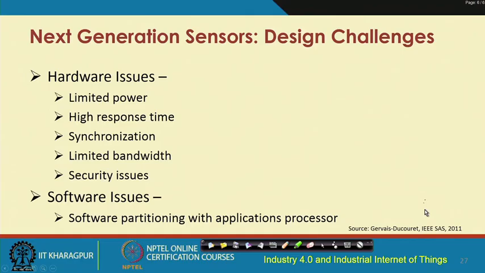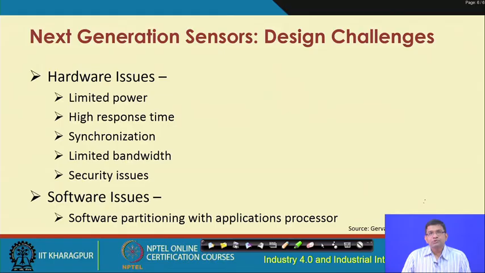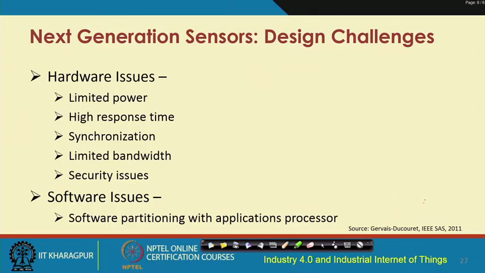So, there are different design challenges in the manufacturing of these intelligent next generation sensors. There are different hardware issues. These sensor nodes, they themselves are already limited in terms of power. They have very high response time, and there are synchronization issues, issues of limited bandwidth of operation, security issues are also there, and there are different other software issues such as the issue of software partitioning for complying with different applications and their different processors in them. So, all of these are different design challenges with respect to hardware and software.